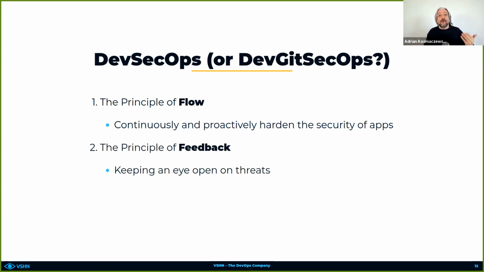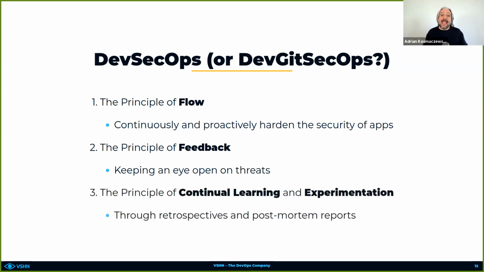Thanks to the principle of feedback, we can keep an eye open on threats. For example, we can see that somebody is scanning the ports of our infrastructure and take that as feedback and flow more features to harden the security of our platform. And thanks to continual learning and experimentation, even if things go wrong, which sometimes happens, we have a culture that allows us to write postmortems, to meet for an internal education, and try to figure out what we did wrong, how we can prevent this from happening ever again in the future, and incorporate all of that as feedback on the system. And this way we can get more and more security as time goes by.